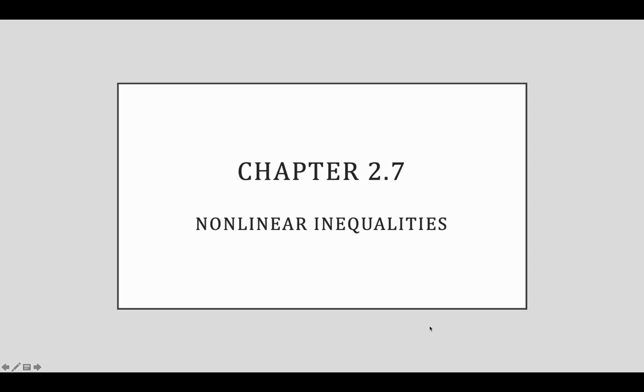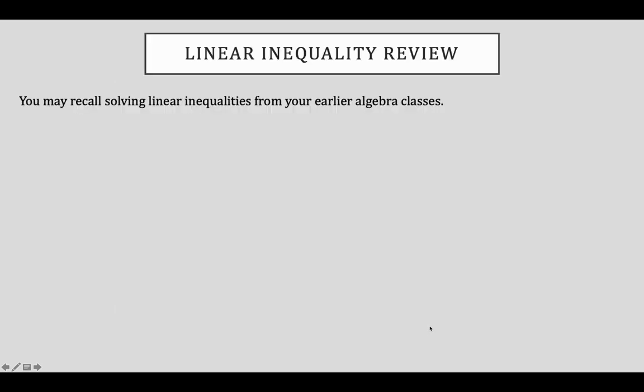Chapter 2.7, Nonlinear Inequalities. In this section of the chapter, we are going to be talking mainly about polynomial inequalities and then rational inequalities and the steps for solving them. Hopefully you recall solving linear inequalities from your earlier algebra classes. This is an example of a linear inequality. Notice that the degree, or the highest power of x, is 1.